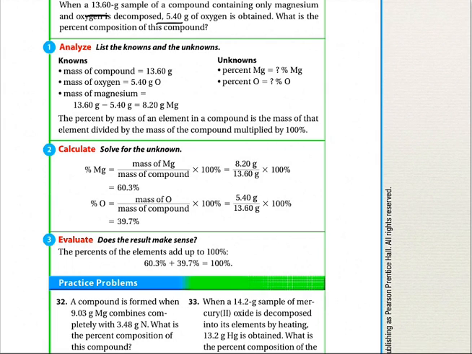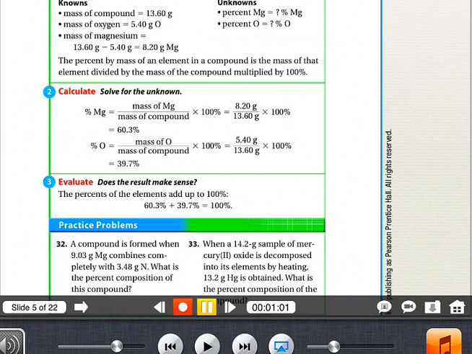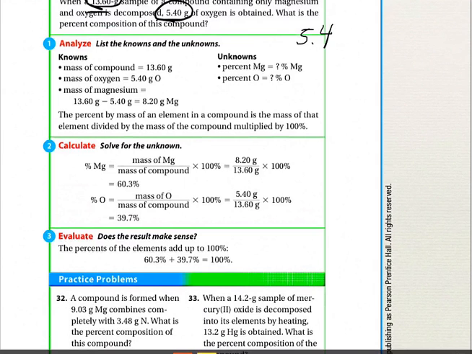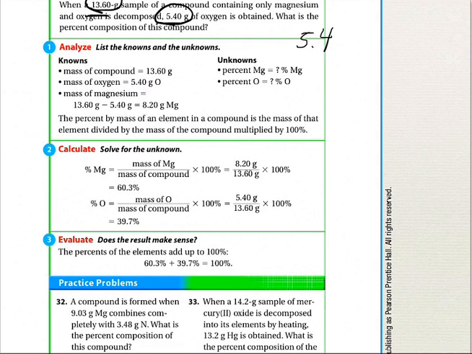So we're going to take the 5.4 divided by 13.6 times 100. And when you do that, you're going to come out to be 39.7%. That was for oxygen, so it's 39.7% oxygen.